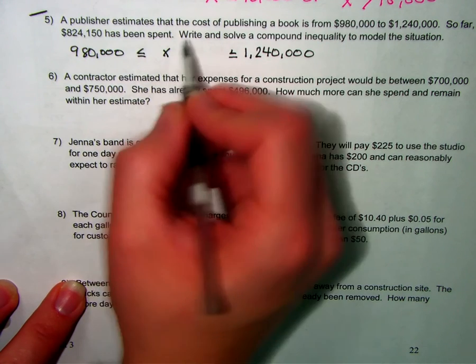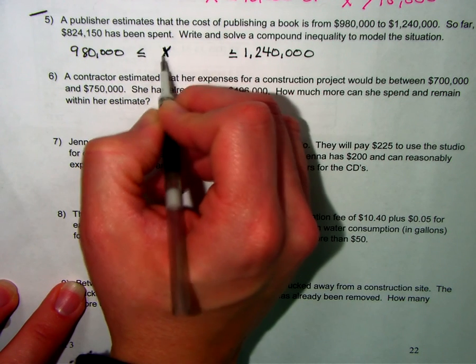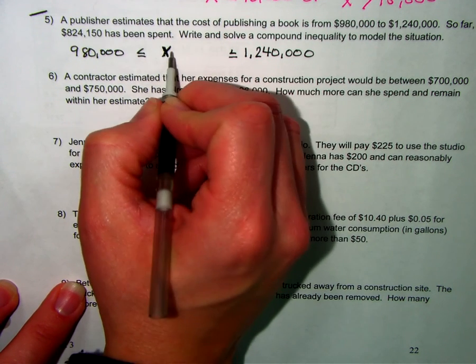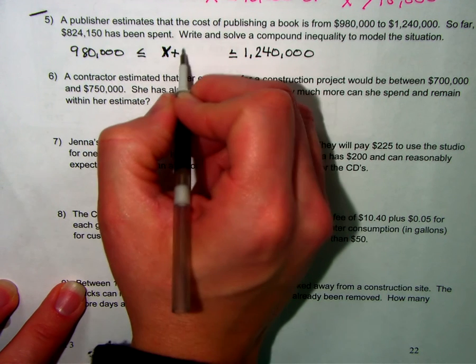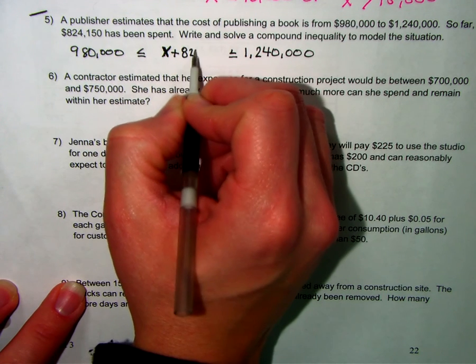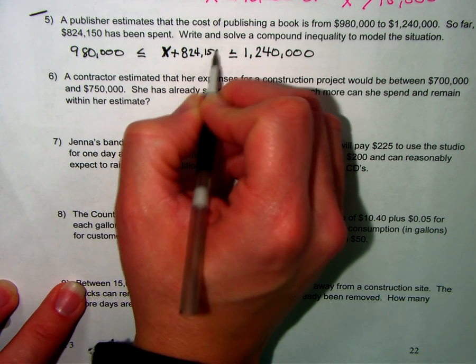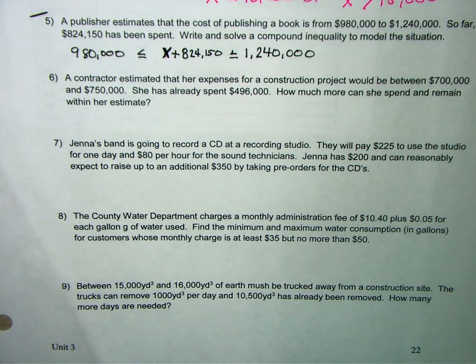Okay. So the cost that you still have to pay plus what you have already paid has to be between $980,000 and $1,240,000. Okay. On the actual test, you'll have to solve that.